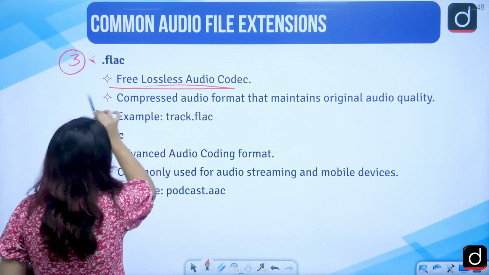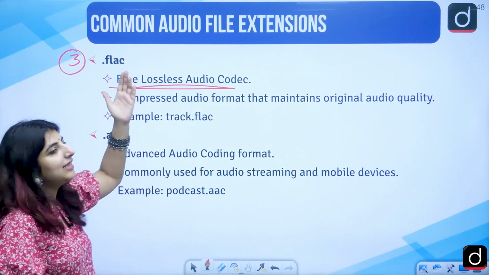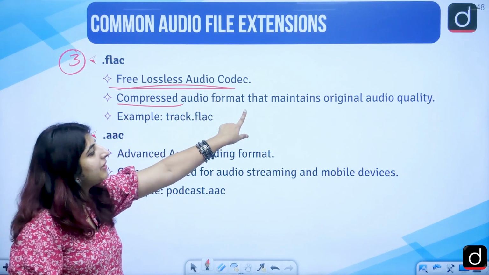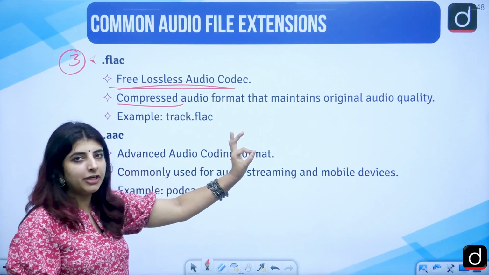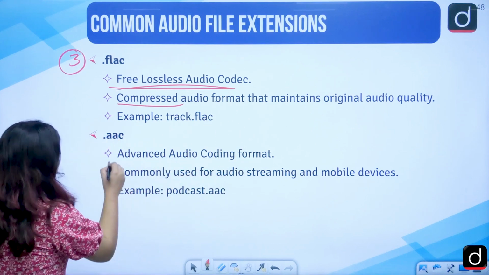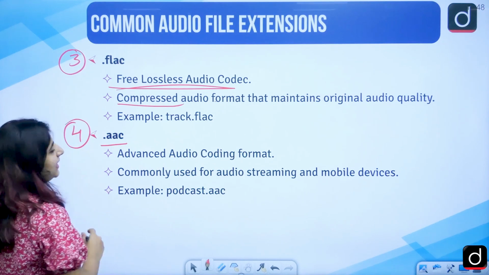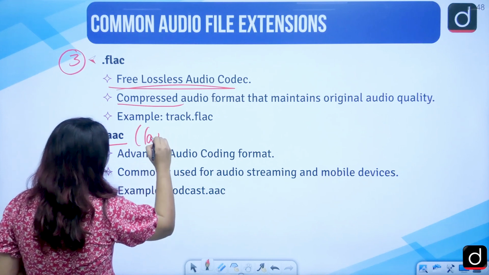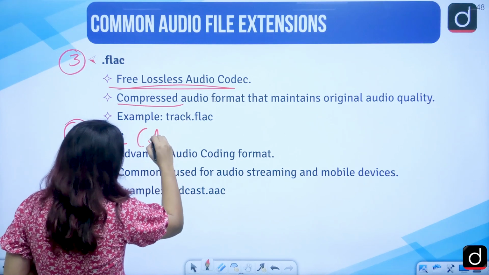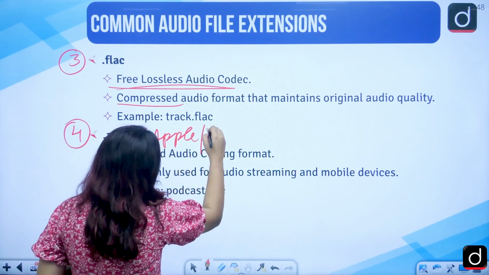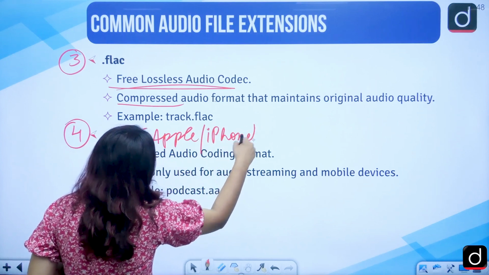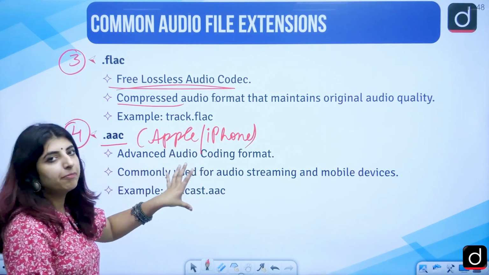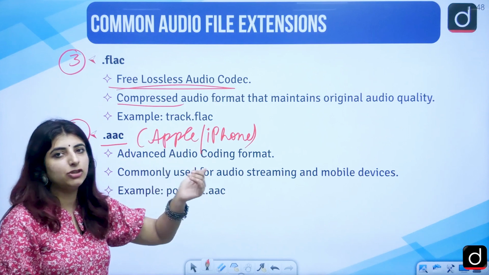Then we have the third one, that is FLAC. Full form is free lossless audio codec. Compressed audio format that maintains original audio quality. So here again, if I compare it with the fourth one, AAC, AAC and FLAC format, AAC is usually used in Apple, or let's just say iPhone devices. Correct? This format for audio is used in Apple phones, Apple devices, laptops, desktops, etc.